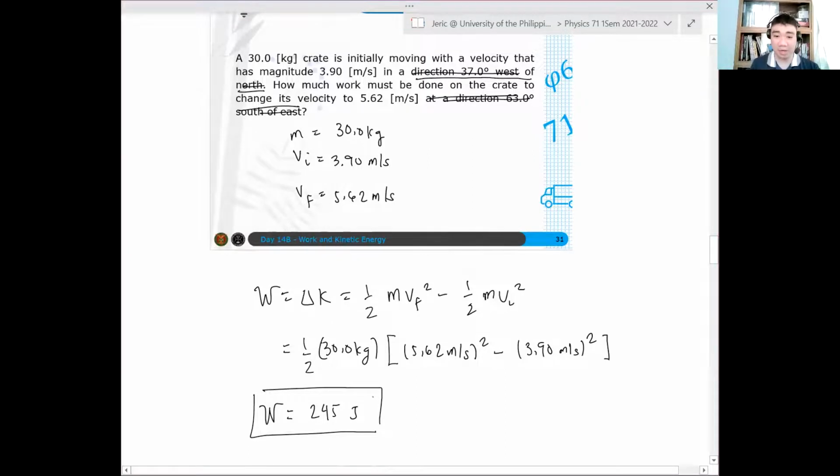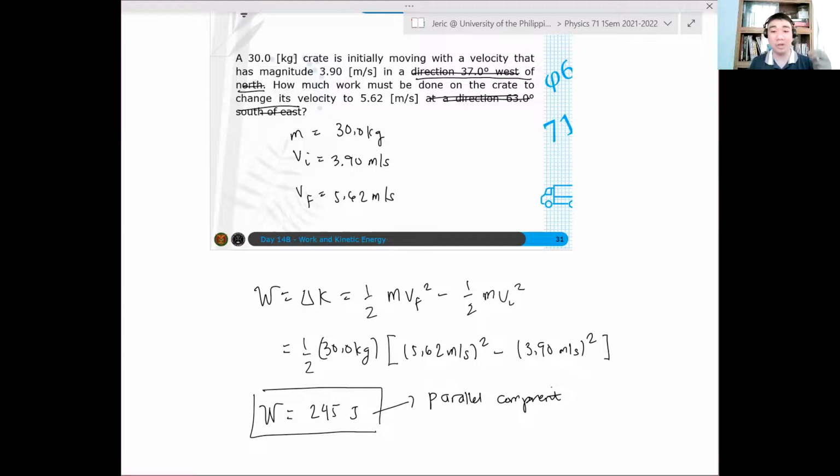Diba? Yung work, nagbibigay siya ng pagbabago sa speed. However, if you want to change the direction of an object, you need a perpendicular component of the force. Dito, ang kailangan lang natin dito ay parallel component. If you want to change the direction of an object, you need a perpendicular component of the force. Remember in your chapter, I think in the 2D and 3D chapter, para magbago ang direction ng isang vector, kailangan yung acceleration vector ay perpendicular sa direction.